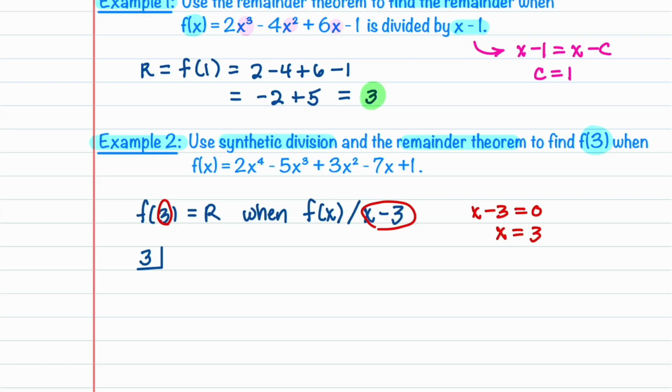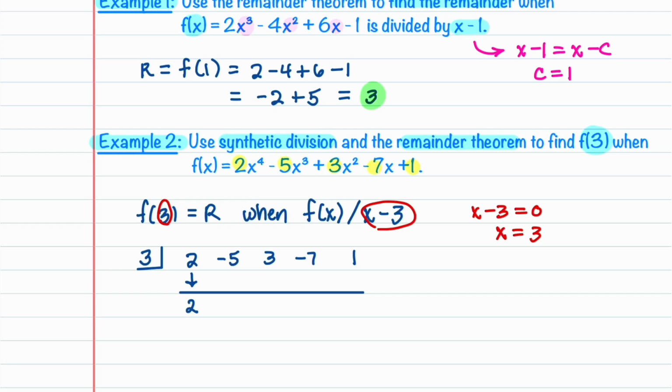And then we're going to go back up to our function, and we're just going to look at the constants multiplying x. And then our last number multiplies x to the 0. Let's go ahead and put these down. We have 2, minus 5, 3, minus 7, and 1. We're going to draw a line, and we're going to begin by pulling down our first constant, and that's a 2.